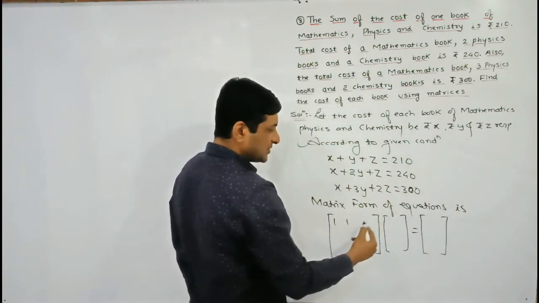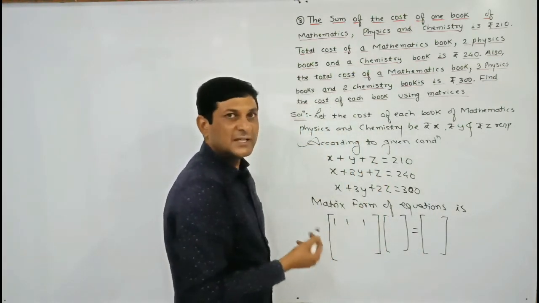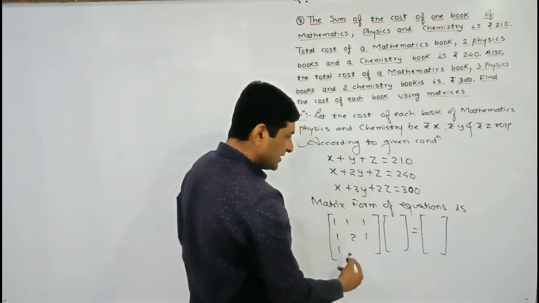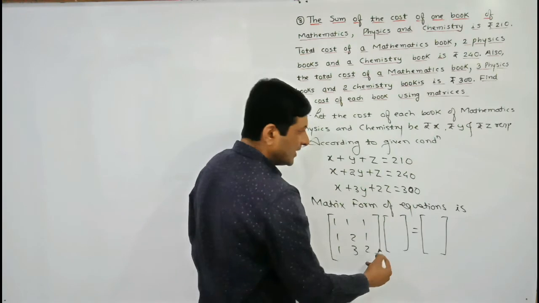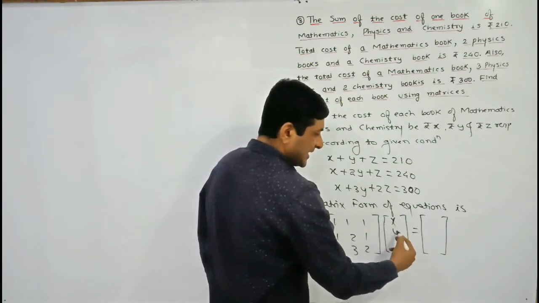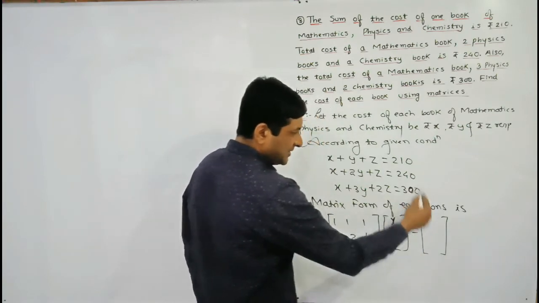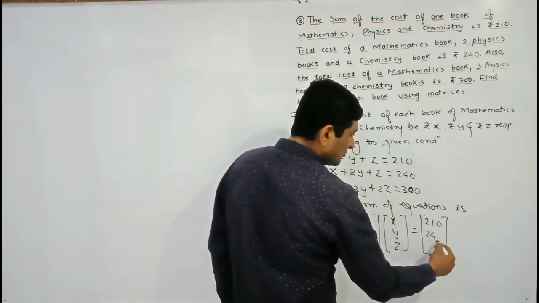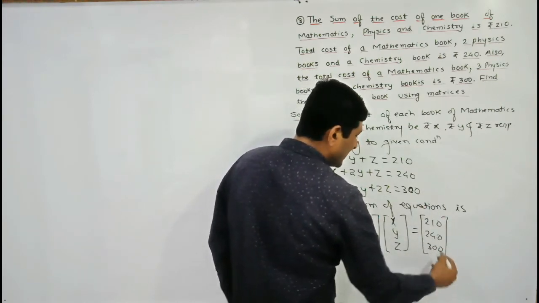In the first equation, these coefficients are 1, 1, 1. In the second equation, coefficients are 1, 2, 1. And in the third equation, 1, 3, 2. In the next matrix, we are collecting our variables, and in this last matrix, we are collecting constant terms, that is 210, 240 and 300.